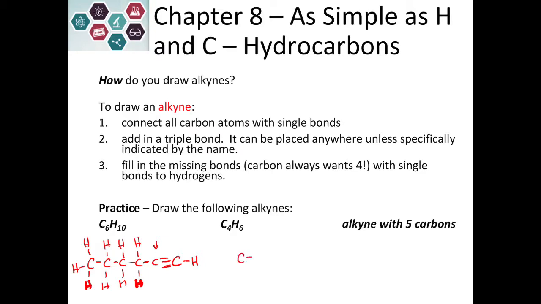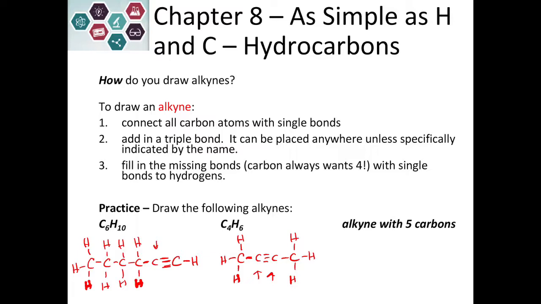Next one, we've got 4 carbons. This time I'm going to put the triple bond in the middle. If I look at the carbon on the left, it currently has 1 bond, so I'm going to give it 3 hydrogens. The 2 in the middle already have 4 bonds, so they have no hydrogens. And then the one on the right also needs 3 hydrogens. So there are the 6 hydrogens that we have in our formula.